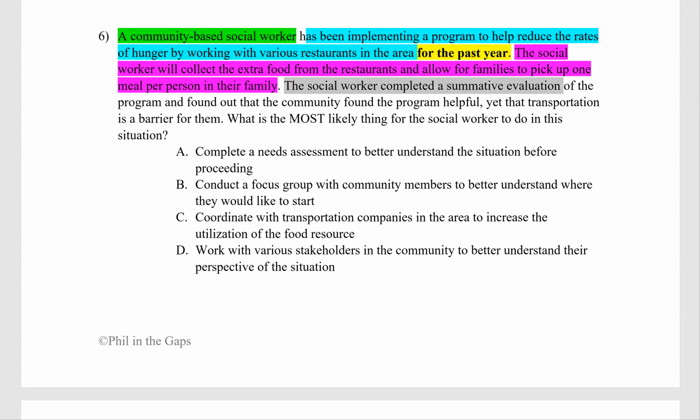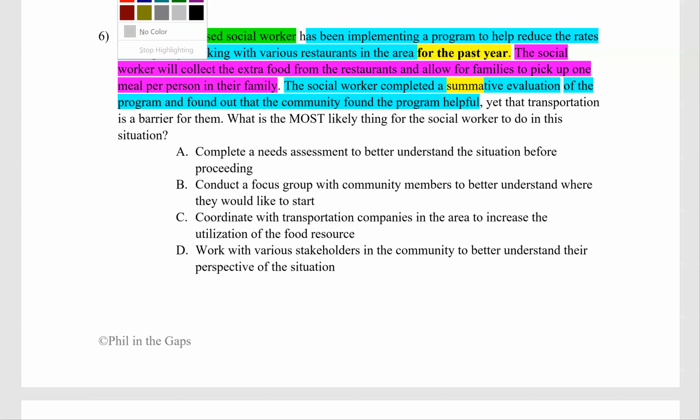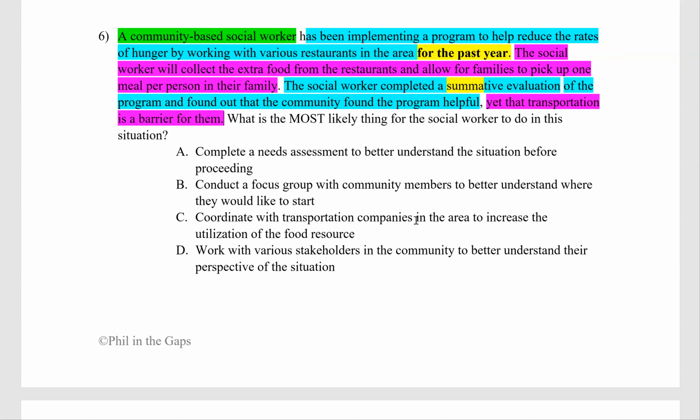The social worker completed a summative evaluation. And for those that know what a summative evaluation is, key emphasis on summary. Why? Because it's where we summarize the results of a particular program to see what the gaps are. And it's typically for established programs, which, since this has been going on for the past year, goes right. And we found out the program was helpful, which is good. However, we found that transportation is a barrier for them. What is the most likely thing for the social worker to do in this situation?